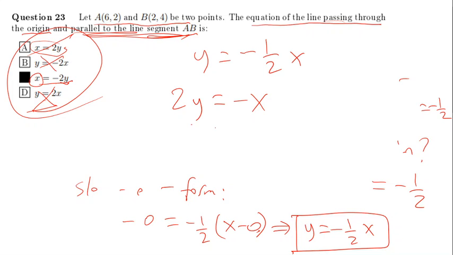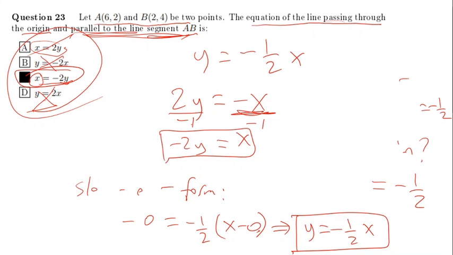But anyway, you can change it to this one. Let's isolate x. How do you isolate this one? You divide both sides with minus 1, and you will end up with x equal to minus 2y. So then this is C.